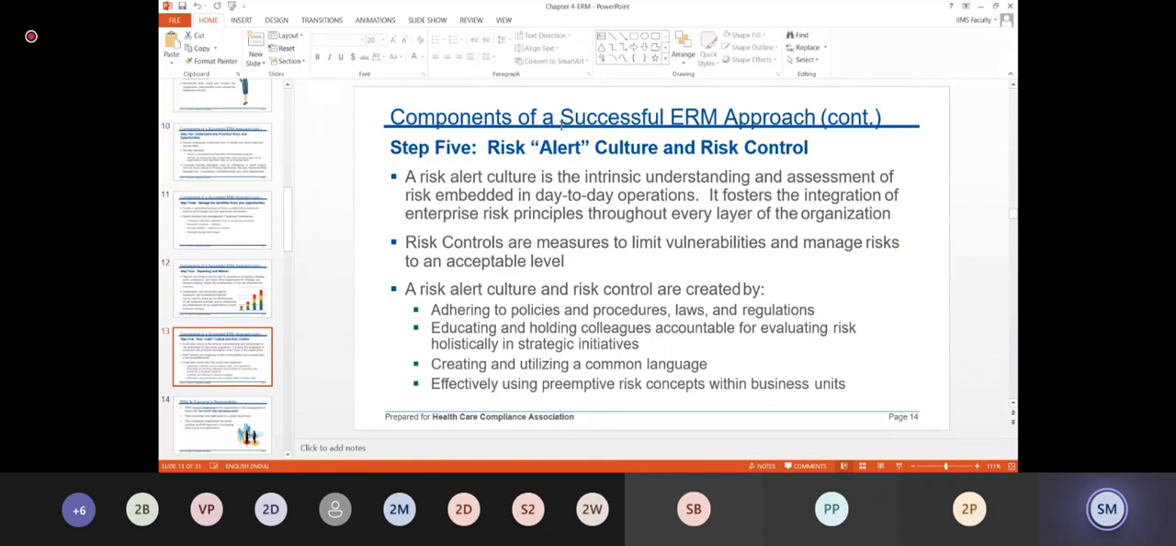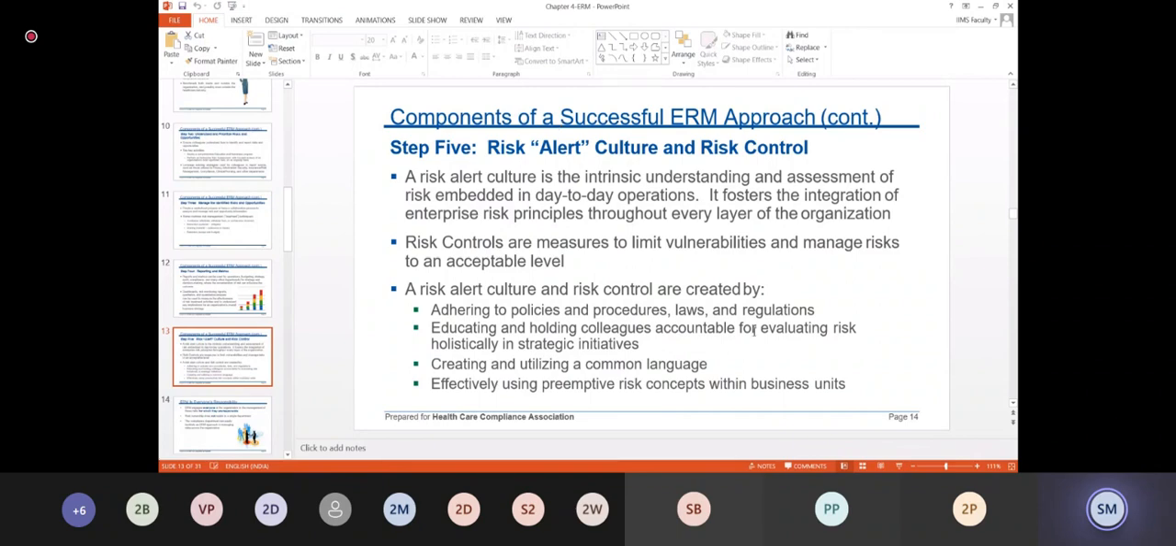Second, if there is a risk, then give training to your colleagues, share what the risk is, how it can impact, and how we can plan proactively. Then come to some strategic initiatives. So the first is adhering to policies and procedures, laws and regulations. Second, educating and training your colleagues, creating and utilizing a common language for communication, and effectively using a preemptive risk concept with the business units.